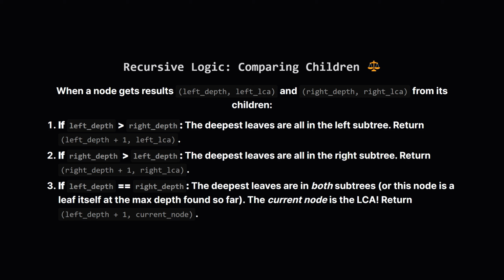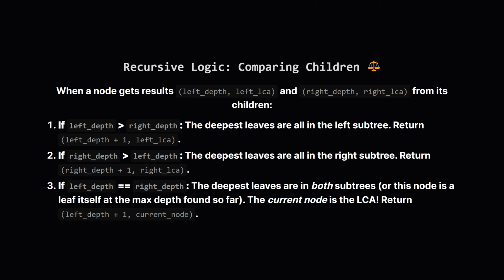Okay, so how does a node use the results from its children? Let's say the left child returns its info, left_depth, left_LCA, and the right child returns its info, right_depth, right_LCA. The current node compares the depths. If the left side found deeper leaves, left_depth is greater, then all the deepest leaves must be down that left path. So the current node passes that result up, just remembering to add 1 to the depth because we've moved up a level. Same logic if the right side was deeper.